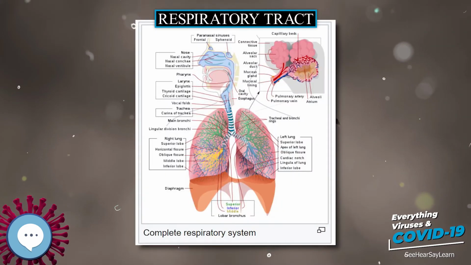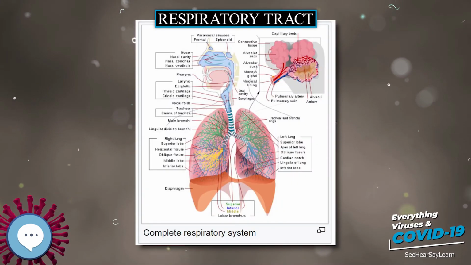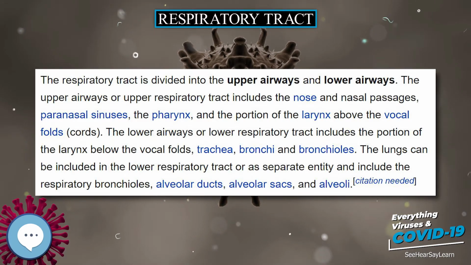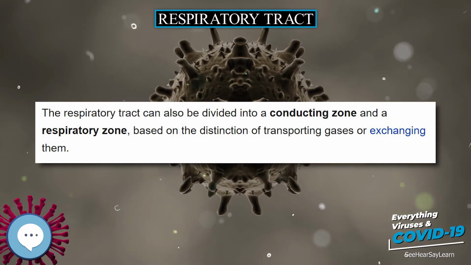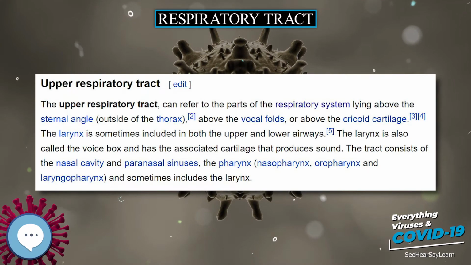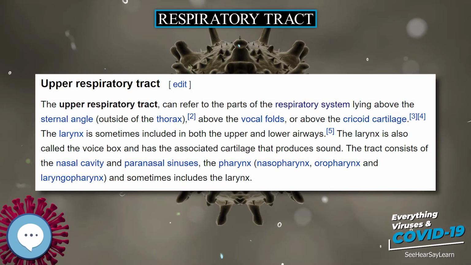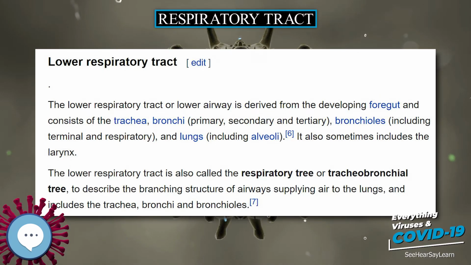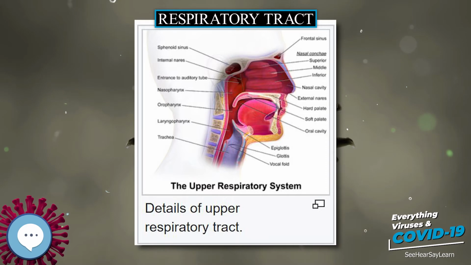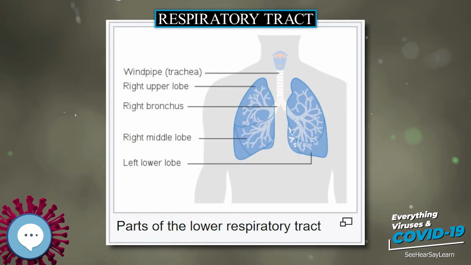Structure. The respiratory tract is divided into the upper airways and lower airways. The upper airways or upper respiratory tract includes the nose and nasal passages, paranasal sinuses, the pharynx, and the portion of the larynx above the vocal folds (cords). The lower airways or lower respiratory tract includes the portion of the larynx below the vocal folds, trachea, bronchi and bronchioles. The lungs can be included in the lower respiratory tract or as a separate entity and include the respiratory bronchioles, alveolar ducts, alveolar sacs, and alveoli.